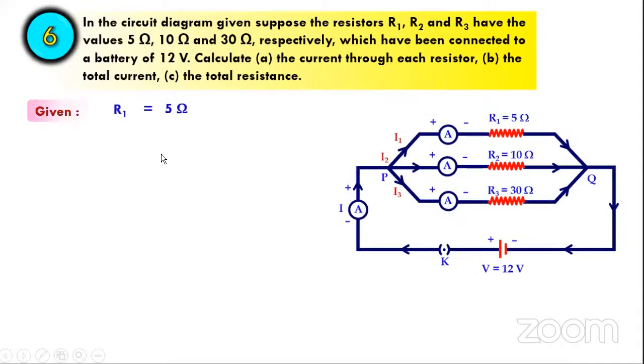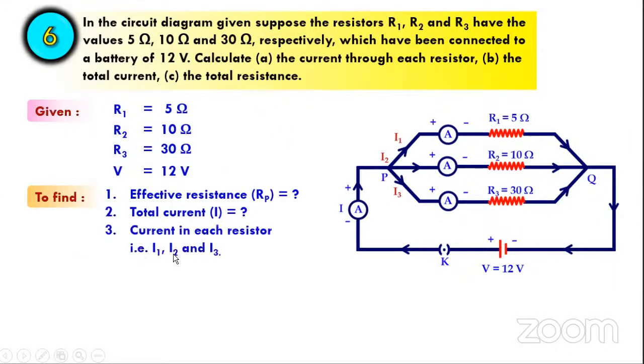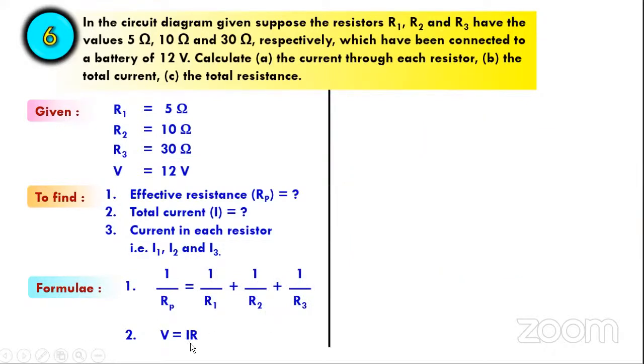Given data: R1, R2, R3, and V is given. To find, first, the effective resistance R parallel, that is the total resistance, and the total current I. Then I1, I2, I3 are the currents in each of the three resistors. The formula for a parallel connection is 1 by R equals 1 by R1 plus 1 by R2 plus 1 by R3, and V is equal to IR.